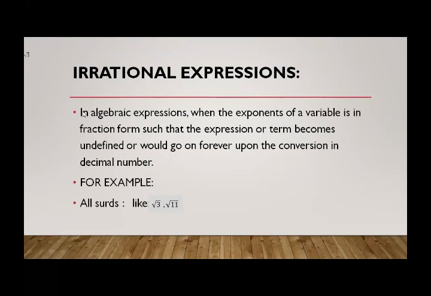Then we see the last one is irrational expression. According to the definition, in an algebraic expression, when exponents for variable is in fraction form such that the expression or term becomes undefined or would go on forever upon conversion in decimal numbers. We have taken the example of surd. We say all surds are examples of irrational. Root 3 and root 11 are surds. So if we take their value on a calculator, we see their answer will be in decimal form.